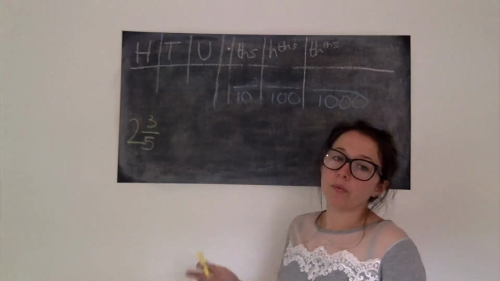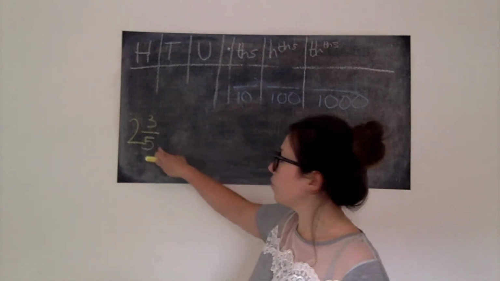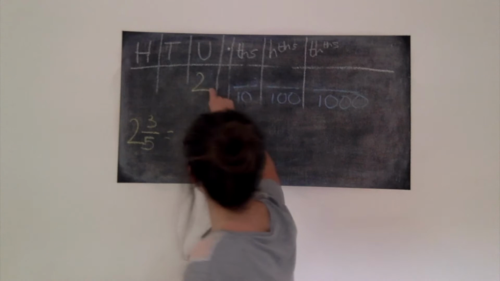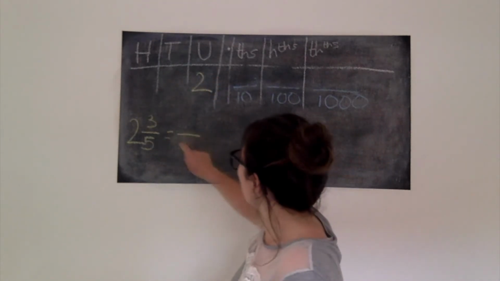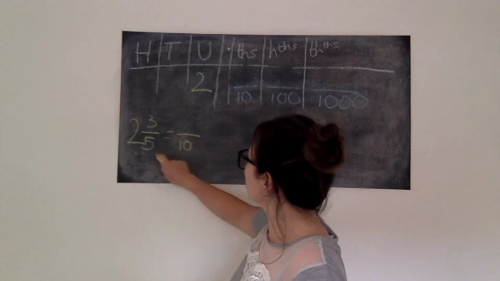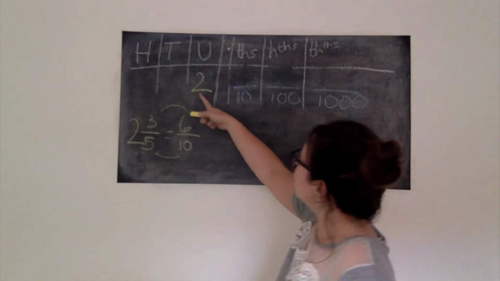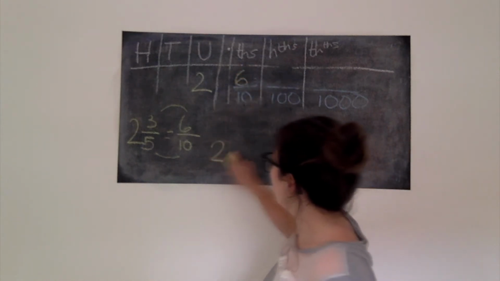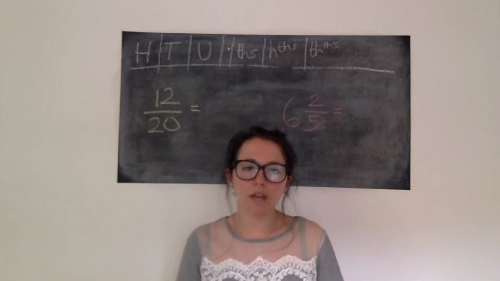And finally, remember that we can do this with mixed number fractions as well. So if we've got 2 wholes and 3 fifths, my 2 wholes can stay the same. That's going to go in my units column. That can go straight in. But then my fraction, I still need the denominator to be tenths. So times it by 2, times it by 2 gives me 6 tenths. 2 wholes and 6 tenths. So the decimal is 2.6.